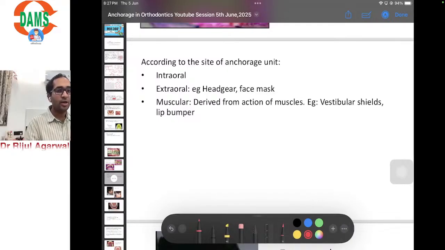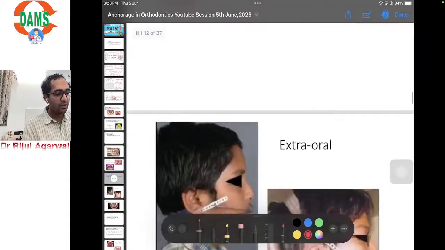It can be intraoral, we have just discussed the examples. Extraoral, for example using the headgear and face mask, these are orthopedic appliances. And muscular, which are derived from the action of muscle, for example vestibular shields, lip bumpers. Among vestibular shields the most common is the oral screen, and the lip bumper uses an acrylic plate in the lower arch so as to correct the hyperactive mentalis activity. We have discussed this in the myofunctional region.